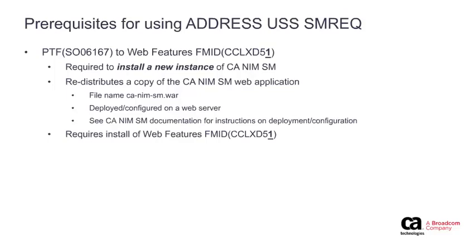If you need to install a new instance of NIM-SM, PTF SO06167 delivers a copy of the NIM-SM web application as file ca-nim-sm.war. This PTF is applied to the optional Web Features FMID of Ops MVS. Note that if you already have the Web Features FMID installed, you will be required to install this PTF, even if you do not need the WAR file.